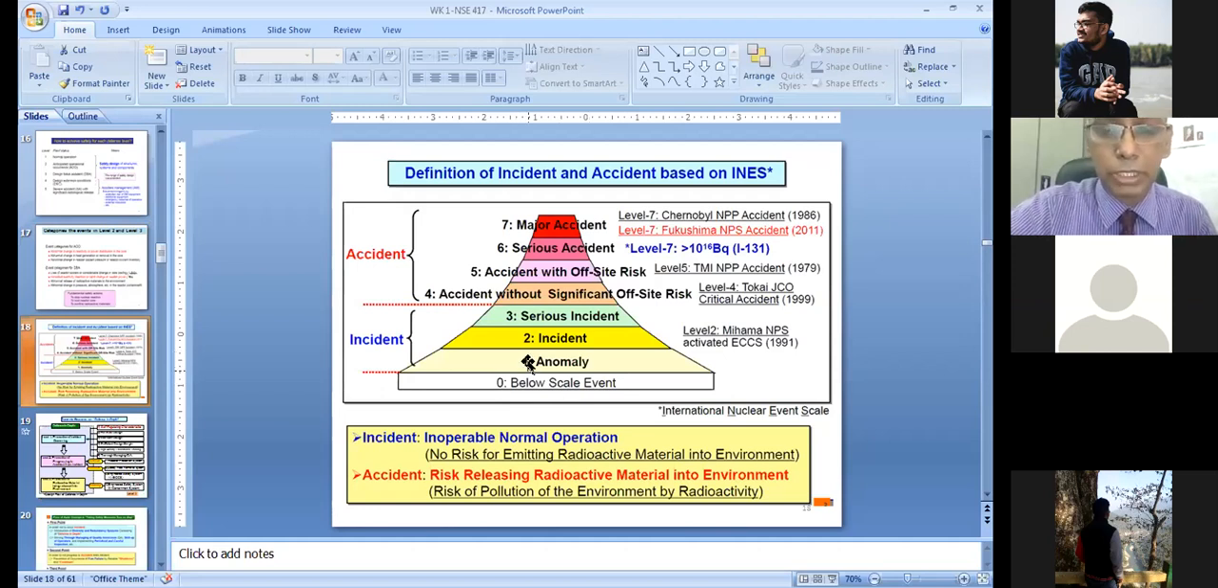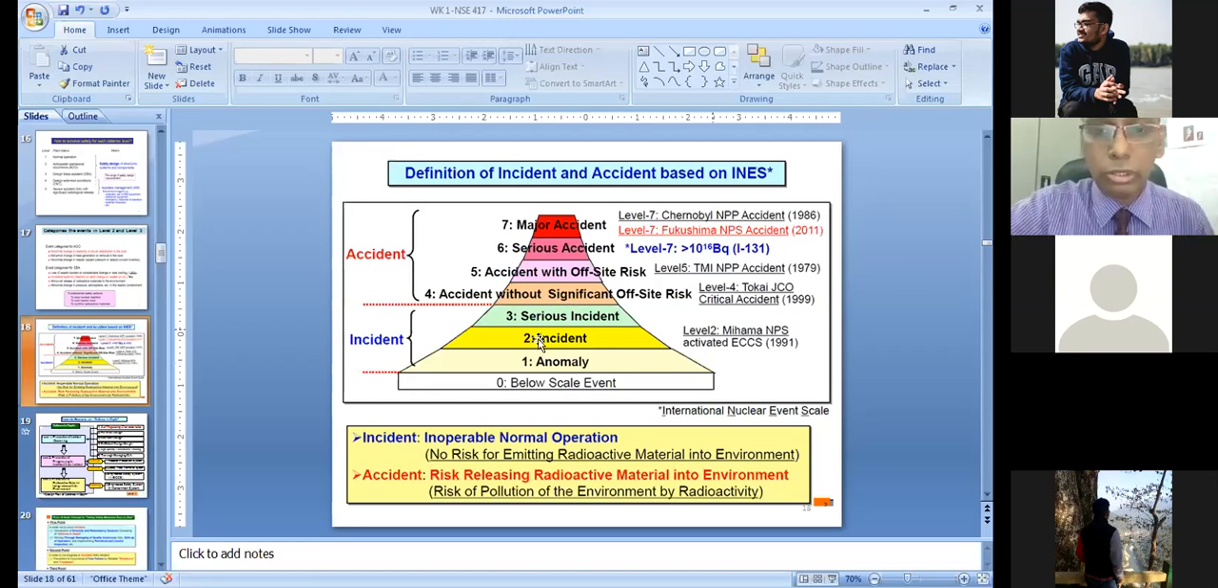The first one is level 1, which is called the anomaly. That means something has happened, but sometimes it is correct, sometimes it is wrong. But level 2, an incident is coming, meaning abnormality is increasing, especially in the emergency core cooling system and so on. You must be ready to prevent that incident.